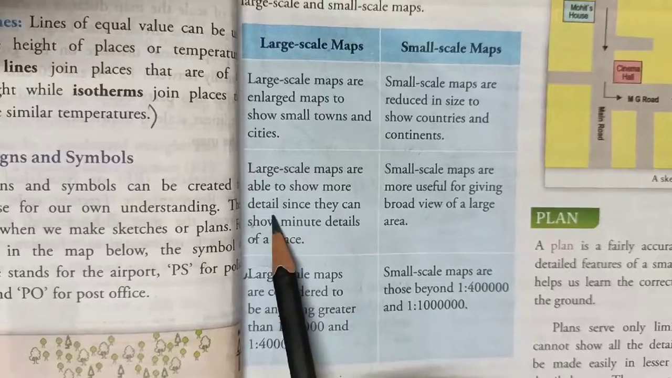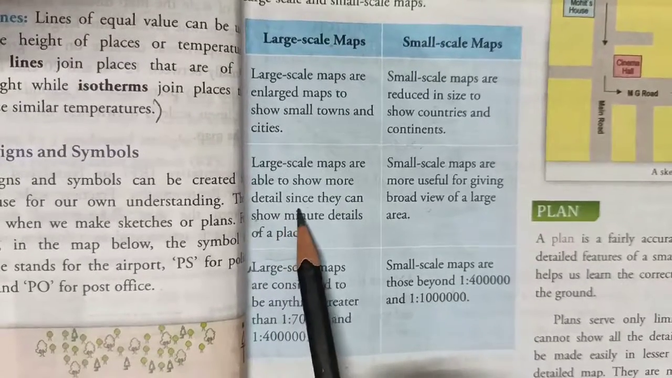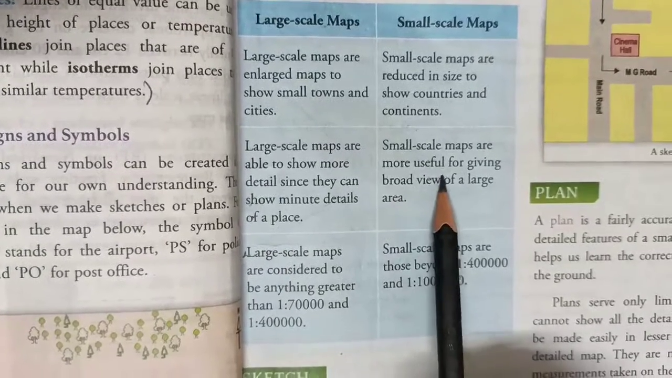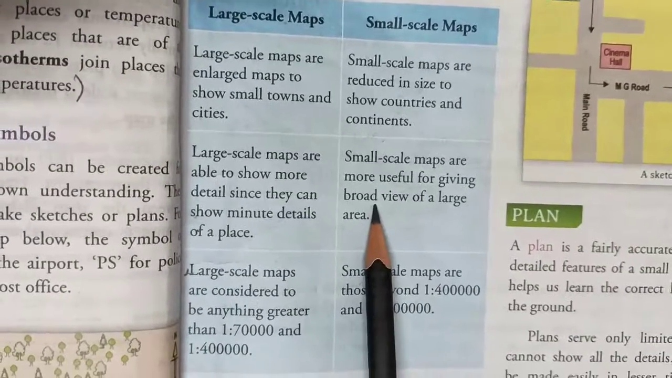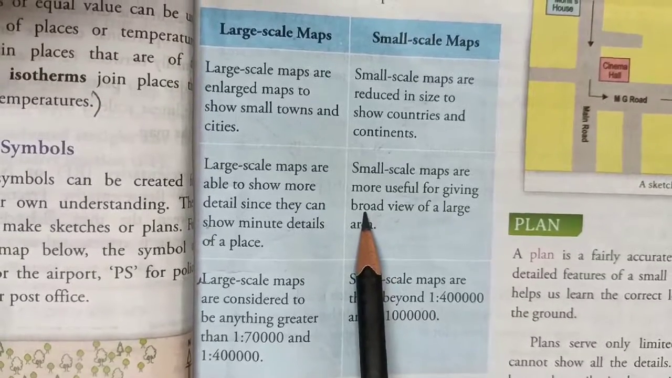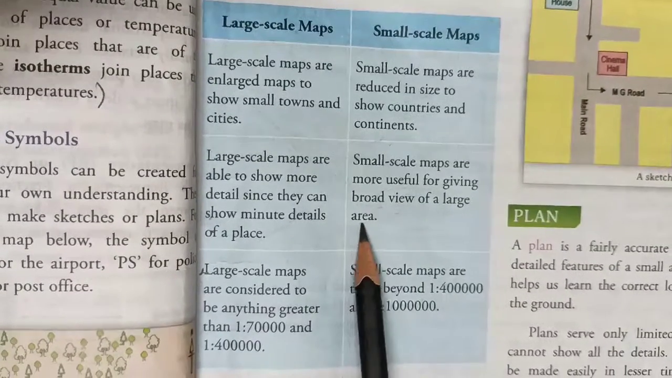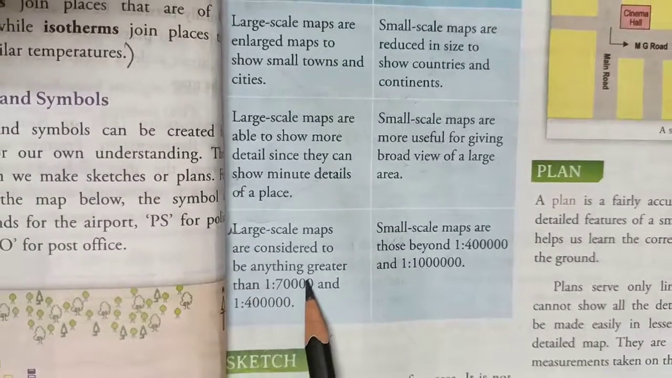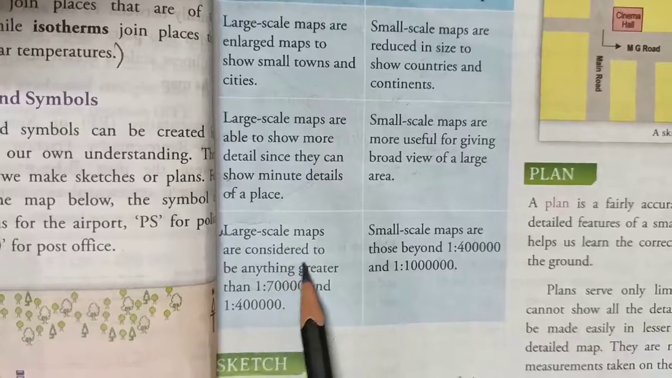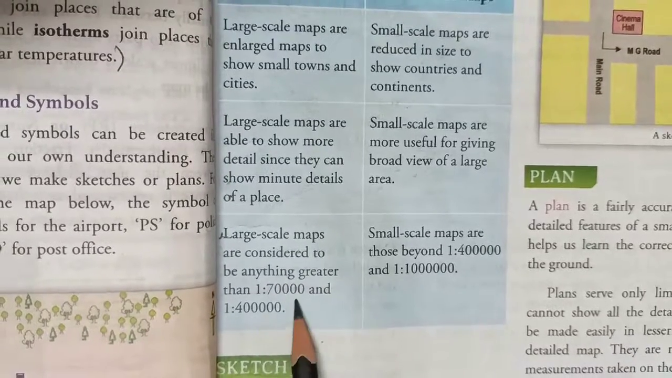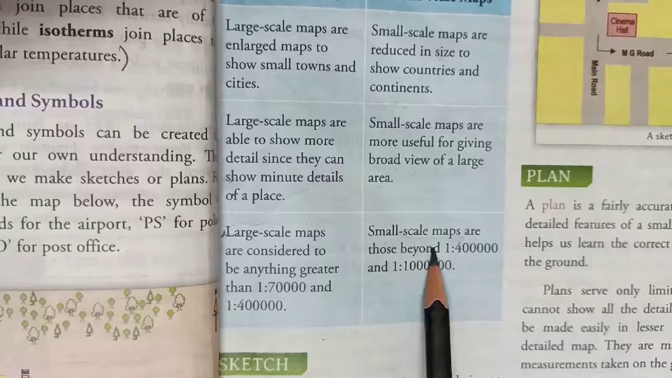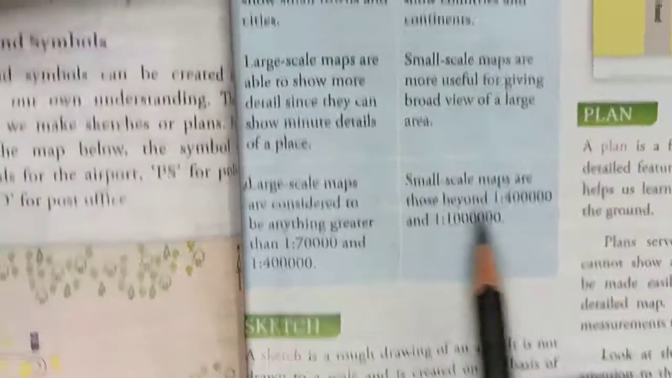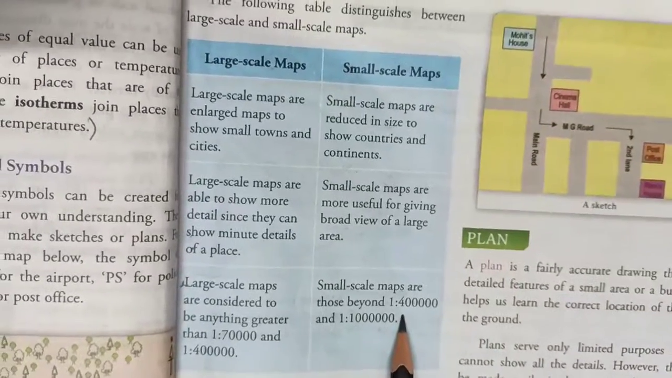Large scale maps show more details since they show minute detail of a place, but small scale maps are more useful for giving broad information of a large area. Okay, children. Then here you can see the scale. The large scale maps are considered to be anything which is more than this measurement, and the small scale maps are beyond this measurement. So that is the difference between the small scale map and the large scale map.